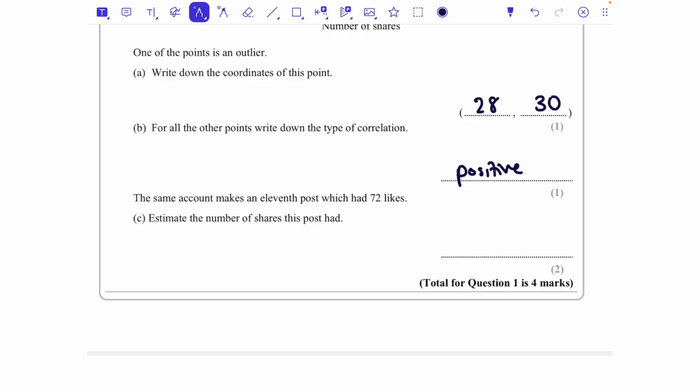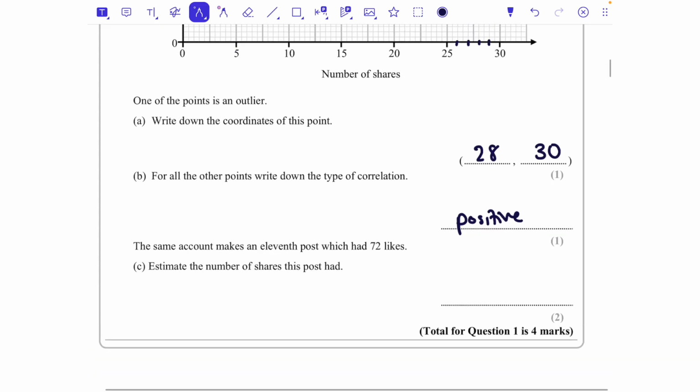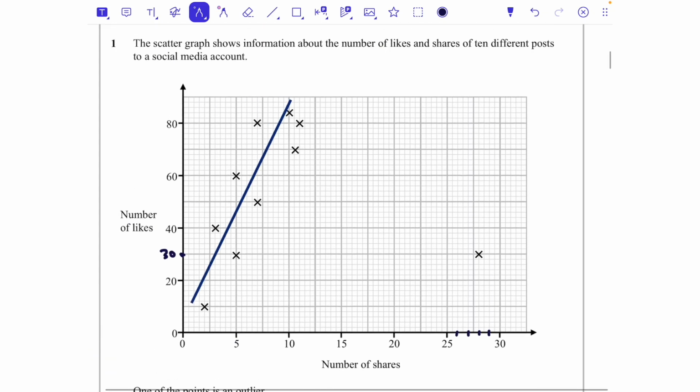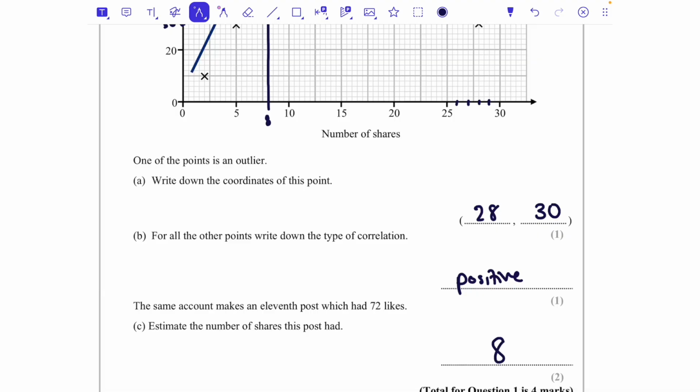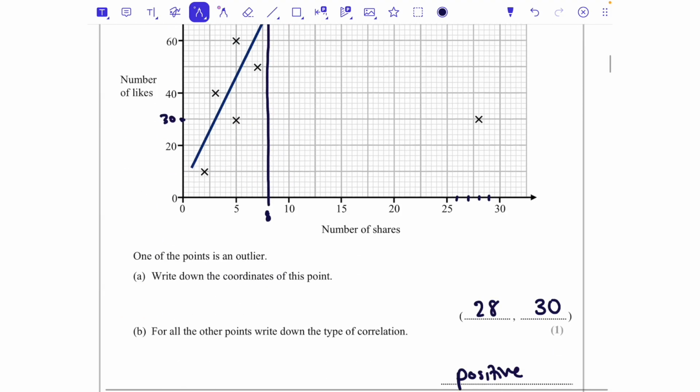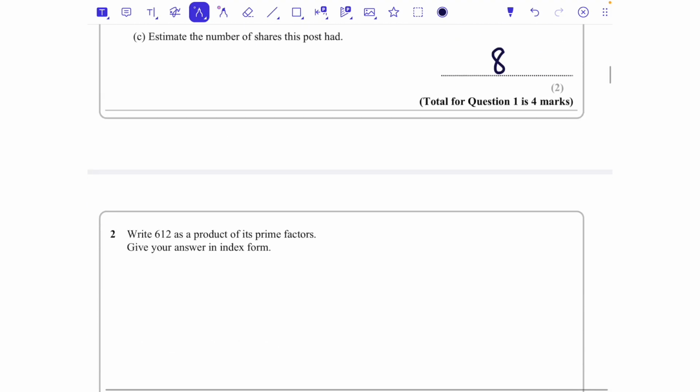And then for part C, the same account makes an 11th post which had 72 likes. Estimate the number of shares this post had. So we're going to use our line of best fit here. If it had 72 likes, we're going to go to 72 on this axis, go across, hit the graph, and then go down. And I get 8 for that. I think 8 or 9 there, you'd be absolutely fine. So I'm going to go with 8, but I think I also got 9 when I did this paper earlier. So 8 or 9 there would be all good.